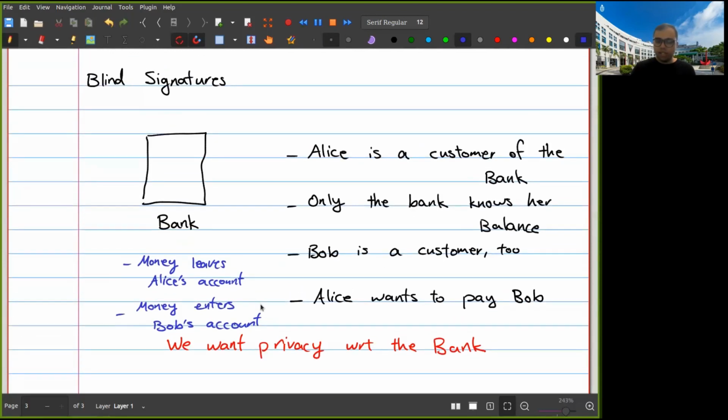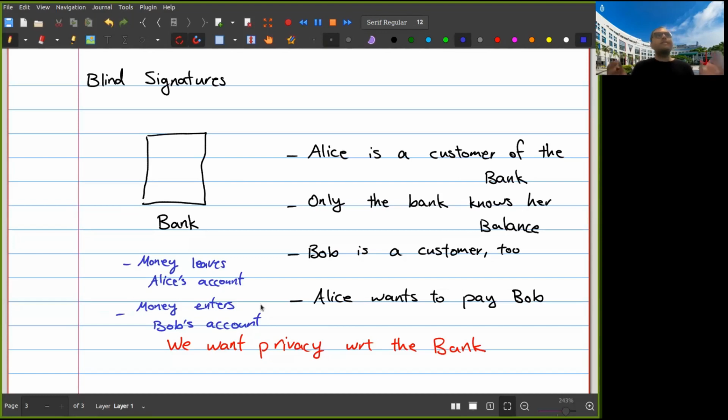banknotes work, right? So imagine that you go to the bank, you withdraw some HKD banknotes. Let's say you withdraw some 100 HKD banknotes. So if Alice does this, and then Alice gives one of these 100 HKD banknotes to Bob, and then Bob goes back to the bank and deposits it into his account, the bank has no way of knowing that it was Alice who paid Bob.